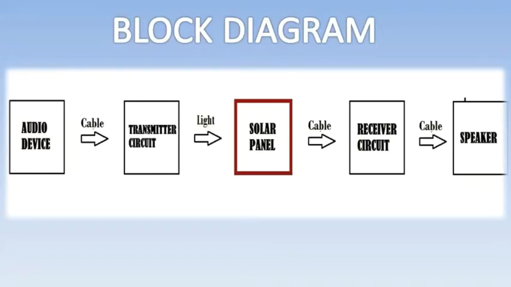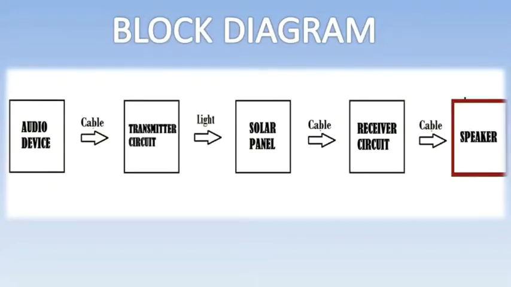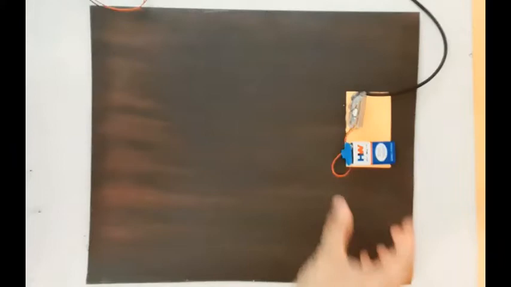This audio data, which is in the form of light, is received by the solar panel, which then transfers it to a receiver circuit through a cable. The receiver circuit is designed using IC2025, an audio amplifier integrated circuit. The receiver is connected to a speaker, to which it gives the data in the form of electronic signals. The final output, amplified audio data, is played by the speaker.